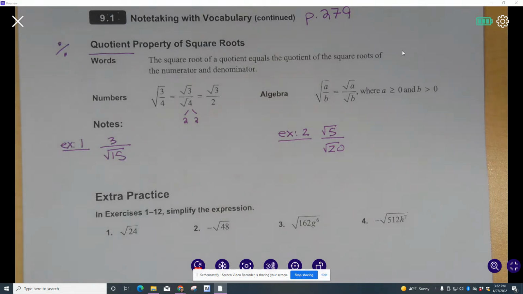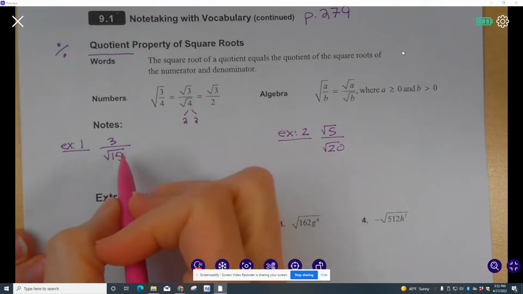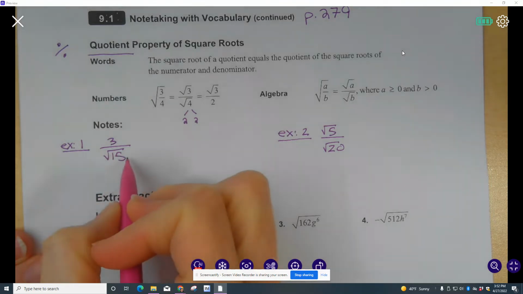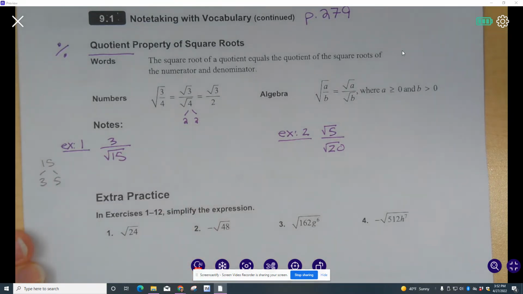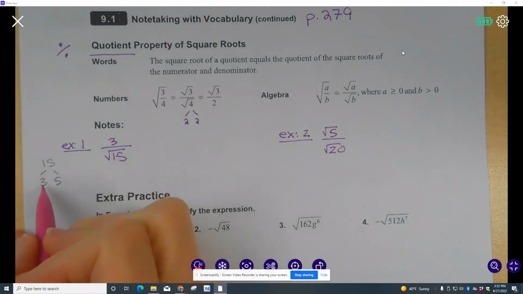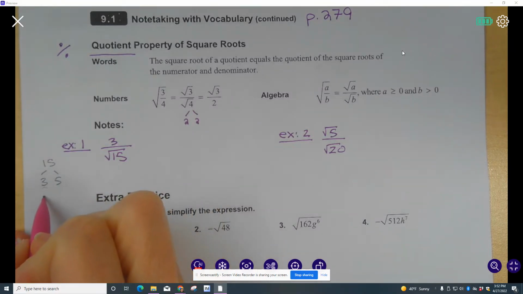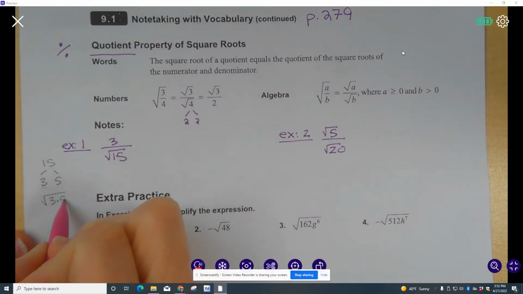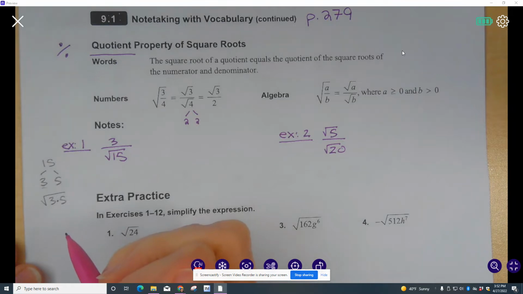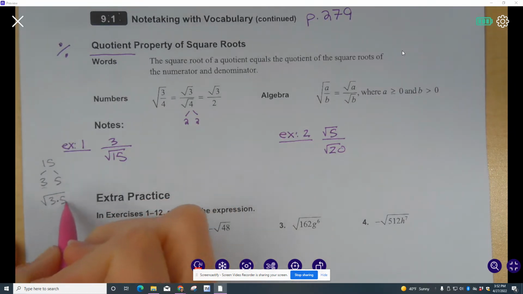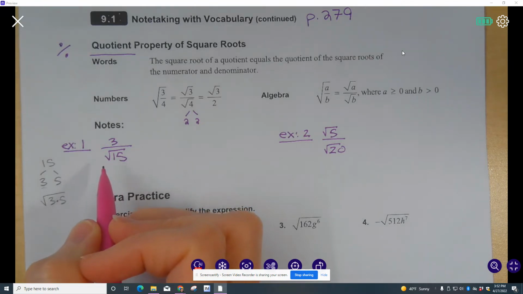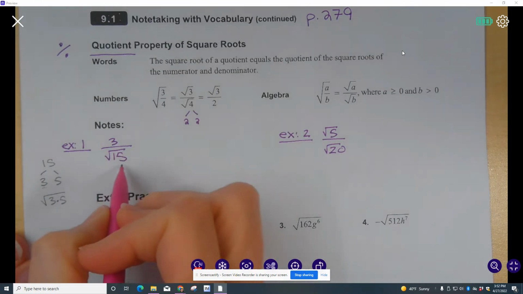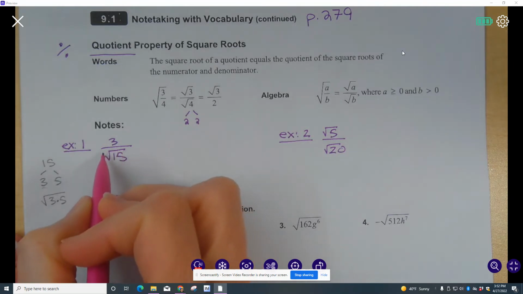So first thing I always want to start with doing is seeing if I can do a jailbreak. So if I'm just going to do this over on the side, if I do a tree on 15, you'll notice 15 has a tree of just 5 times 3. Those are both prime numbers. So I can't do a jailbreak here because there are no partners. There's no doubles. So once I check that, then what I want to do now is rationalize the denominator.